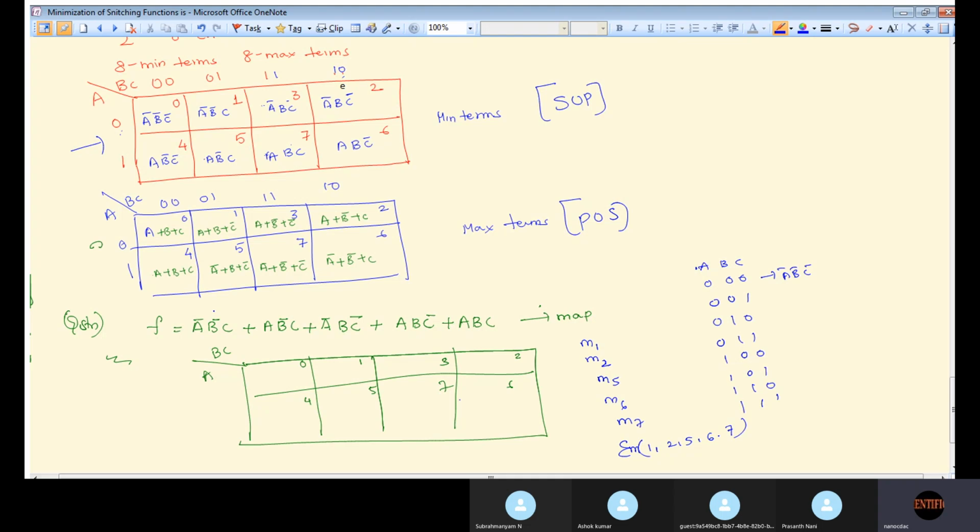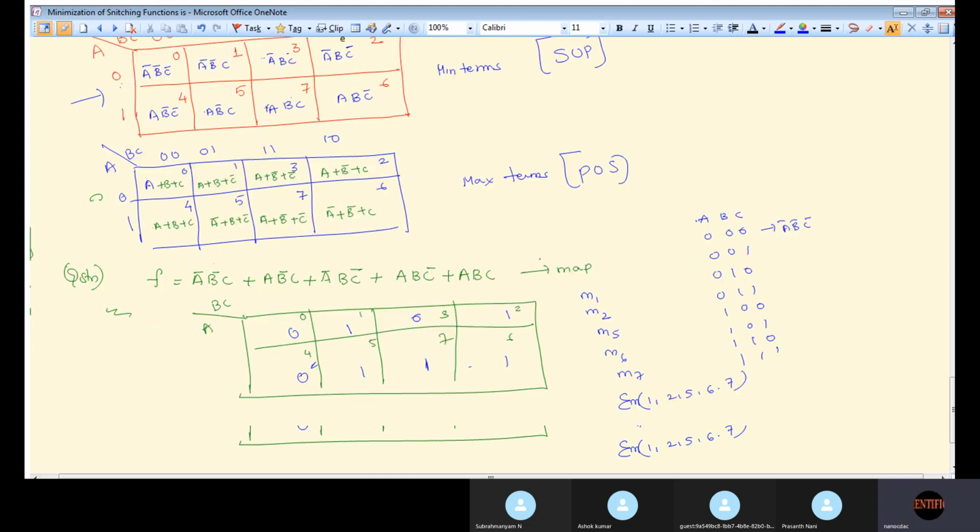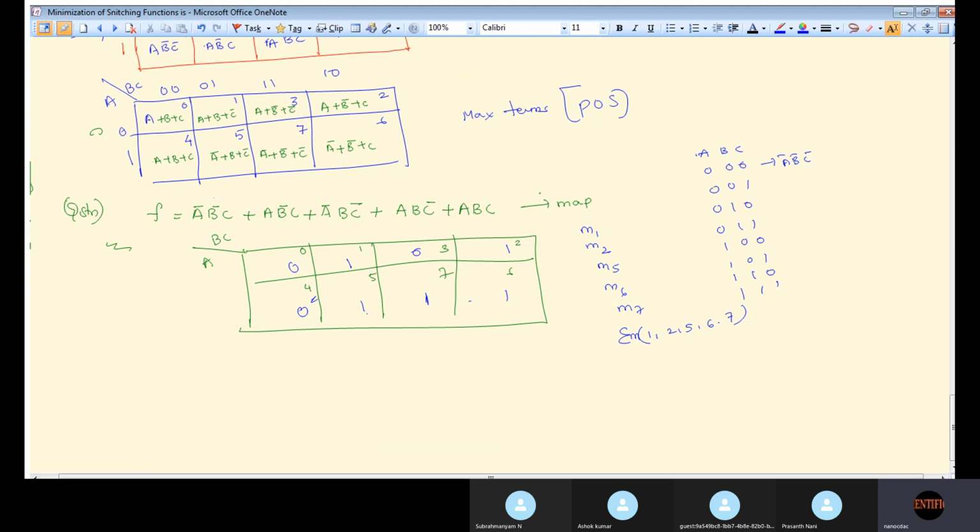Okay, simply how do we map it, since it is SOP: 1 2 5 6 7. Okay, 1 2 5 6 7. Rest all zeros, you can put. Okay, so this is the K map in SOP form. So can you again do the corresponding POS for this? So can you do the corresponding POS? POS is nothing but what?